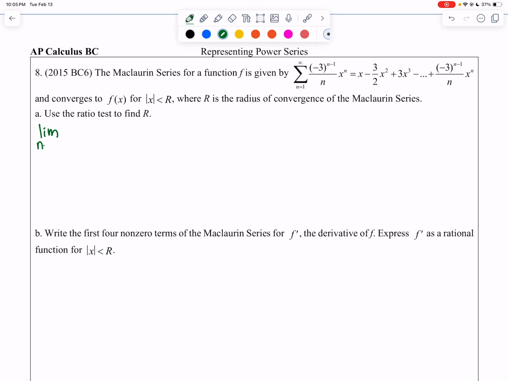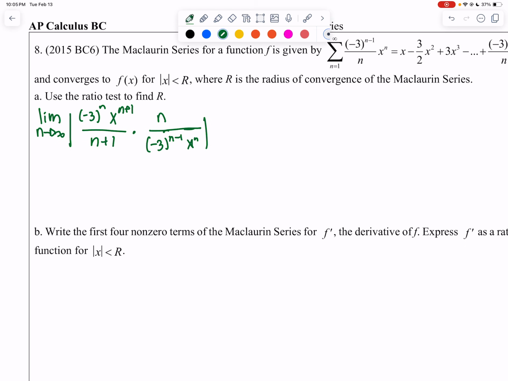So we have the limit as n approaches infinity of the absolute value of -3 to the n minus 1 plus 1, or n, x to the n plus 1, and then n plus 1. Multiply that by your reciprocal. That's going to be n. And then I'm going to have -3 to the n minus 1. Then I'm going to have x to the n.